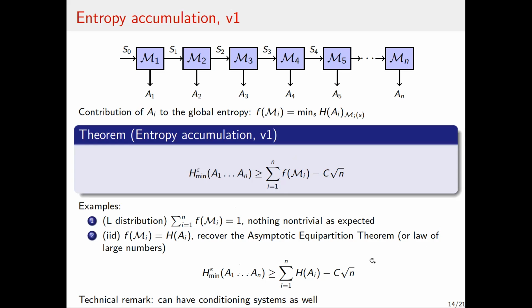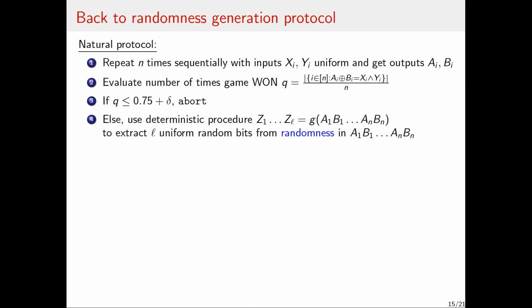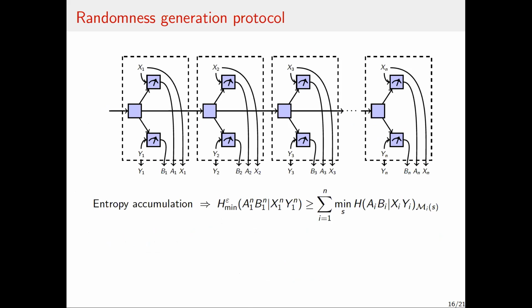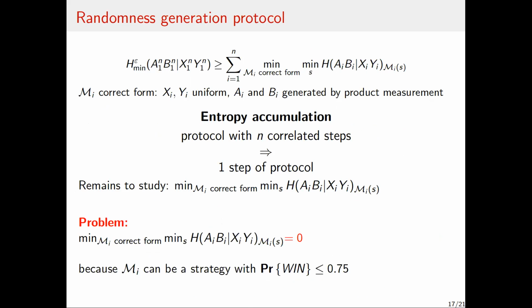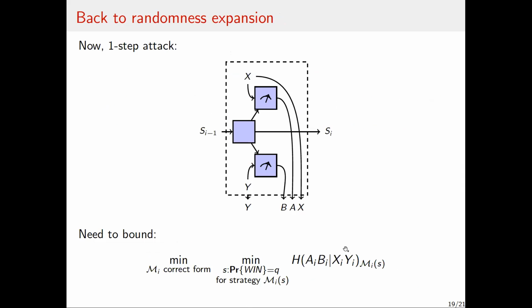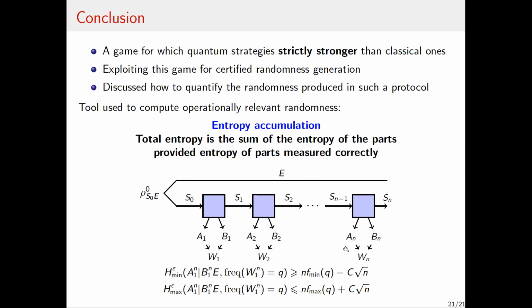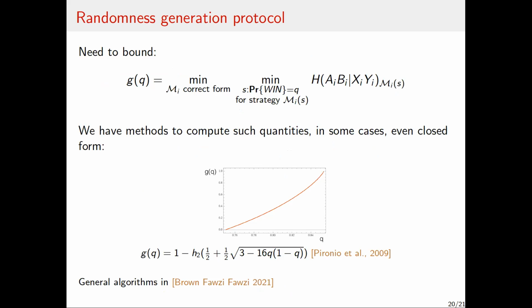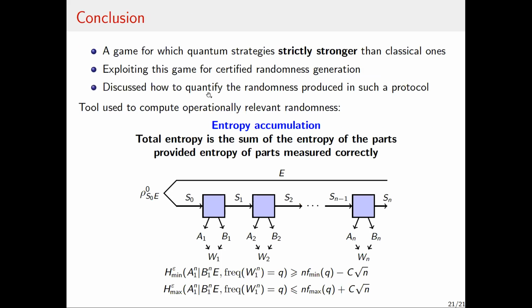Okay, so given that I went a bit slow, I will skip how you use this for our randomness generation protocol. There is a further version which takes into account the statistics, and maybe I will just conclude. If you have further questions, I will take them. So let me just summarize and conclude.